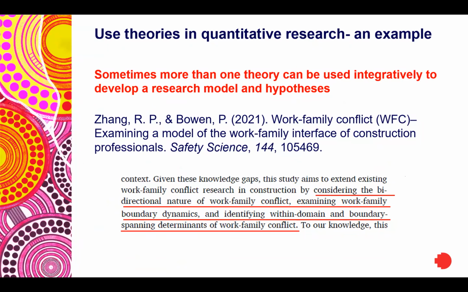I also would like to show another example to illustrate. Sometimes more than one theory can be used integratively to develop a research model and hypothesis, given the assumptions underlying the theories are consistent. So we conducted this study to examine work-family conflict issues among construction professionals. Specifically, we considered the bi-directional nature of work-family conflict, examined work-family boundary dynamics, and identified within-domain and boundary-spanning determinants of work-family conflict.